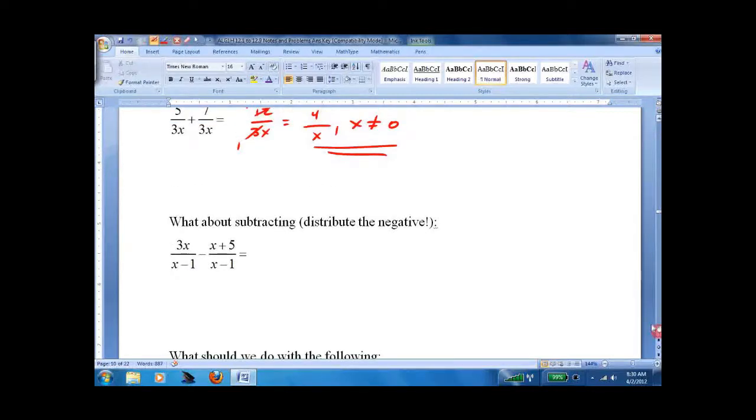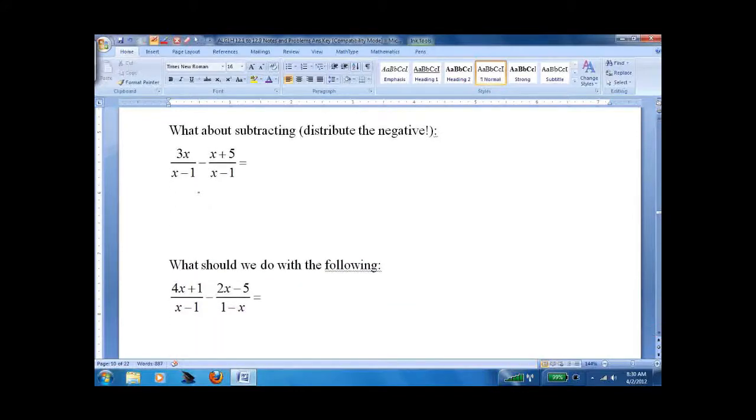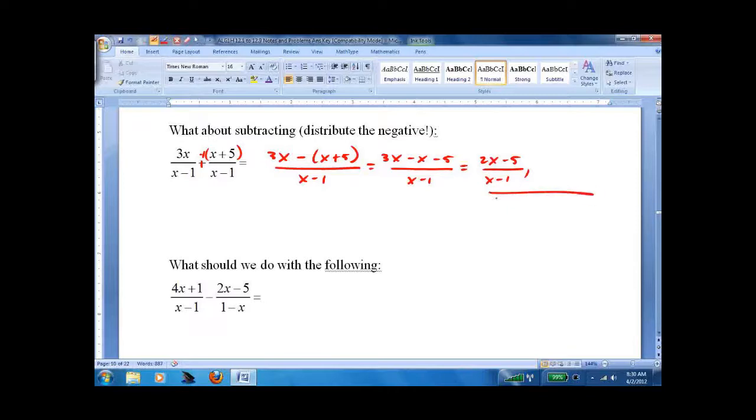Okay. So, same thing here when we're subtracting. Except that we have to distribute the negative. So 3x minus x plus 5 all over x minus 1. 3x minus x minus 5. 2x minus 5 over x minus 1. And that's done. As long as x doesn't equal 1. Not too bad. Definitely mess people up the negative. I always get about 20% of the class with that.